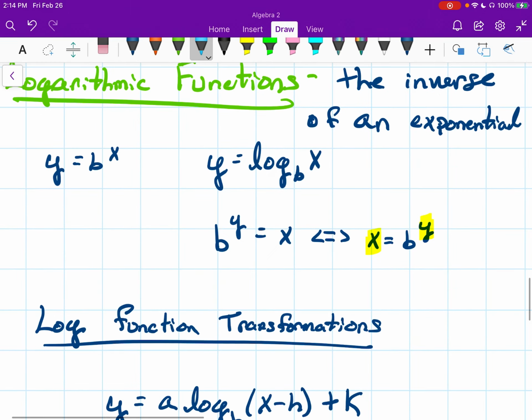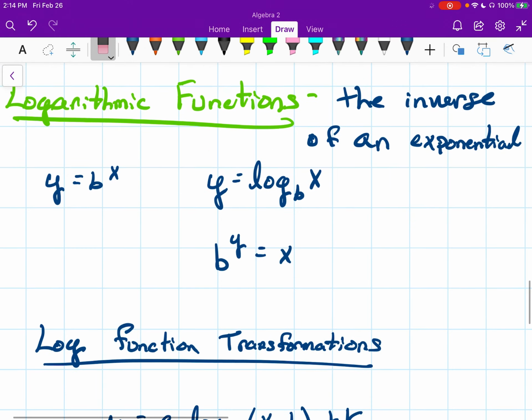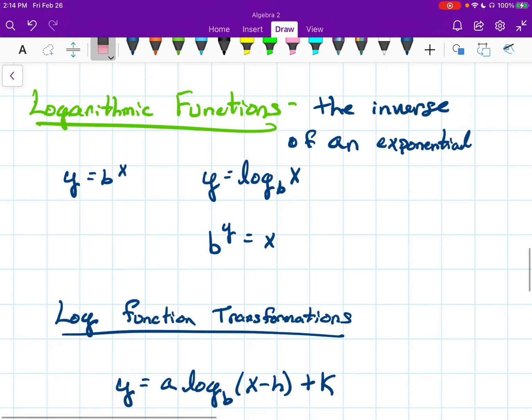So, let me erase this here. If we start off with y equals b to the x, that's right here, and y equals log base b of x, which are just our normal general equations that we've been messing with so far. If we change the log back into exponential, the b would come over here and the y would go to the exponent. So it'd be b to the y equals x.